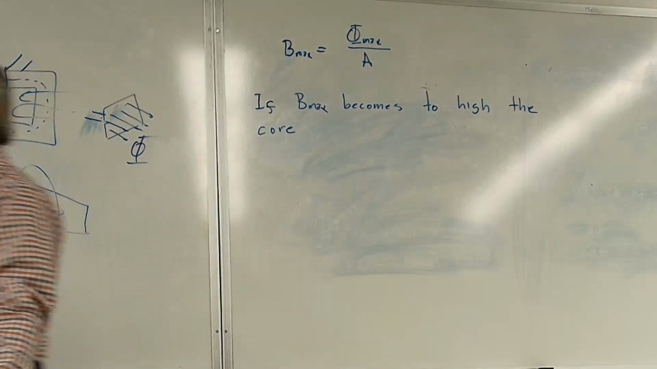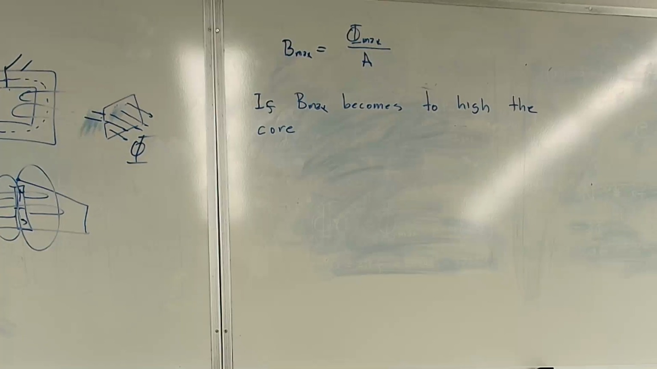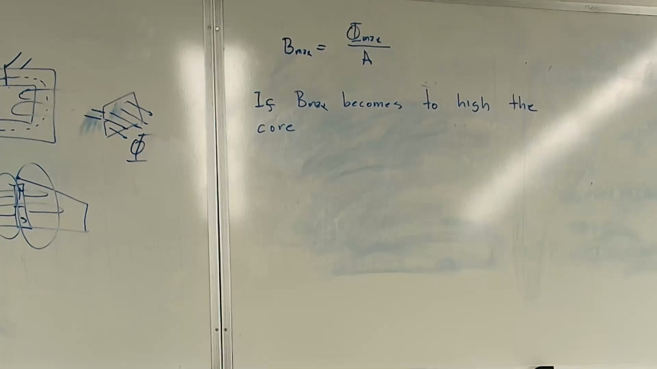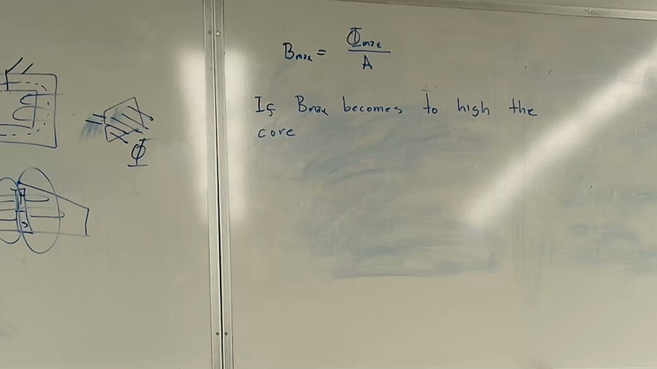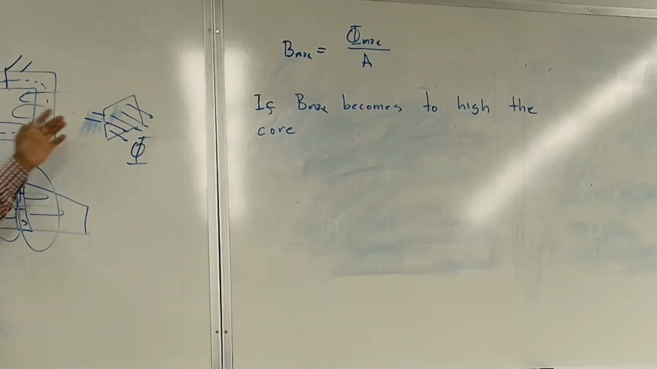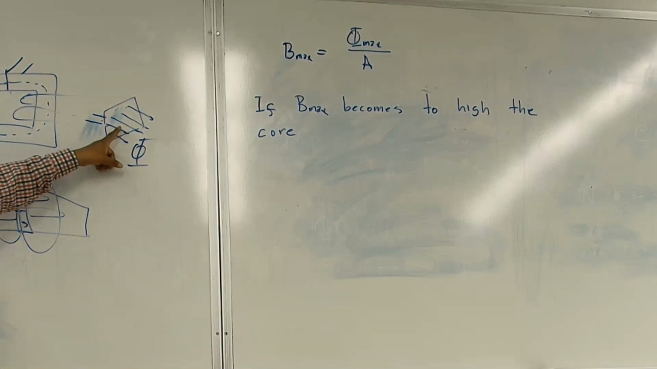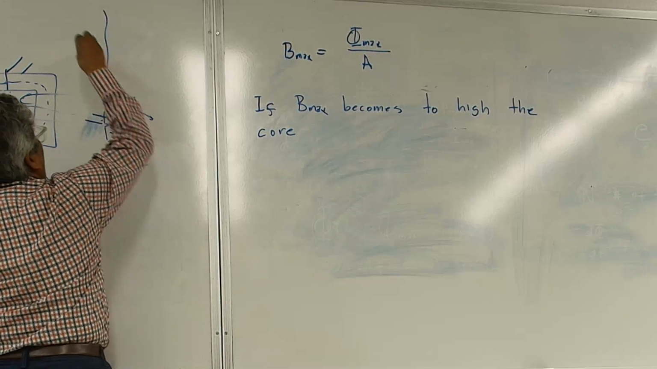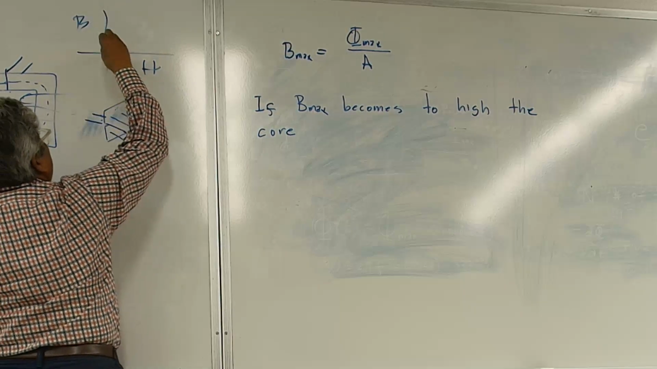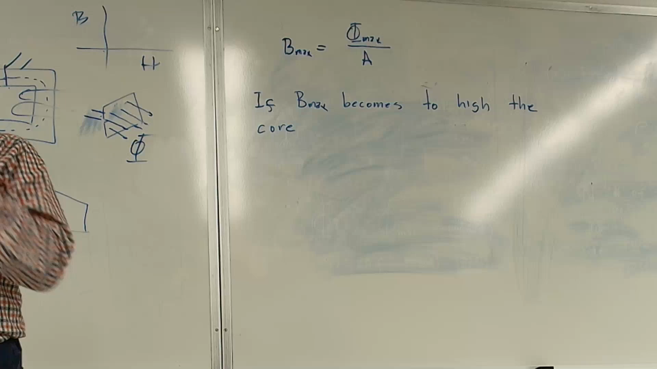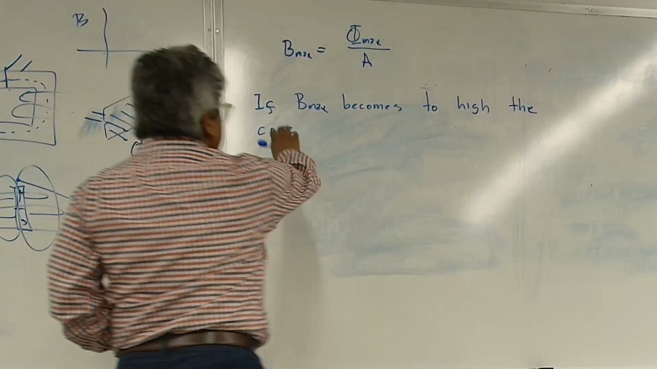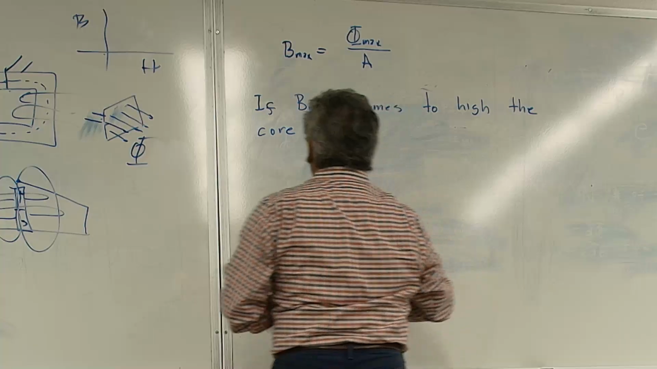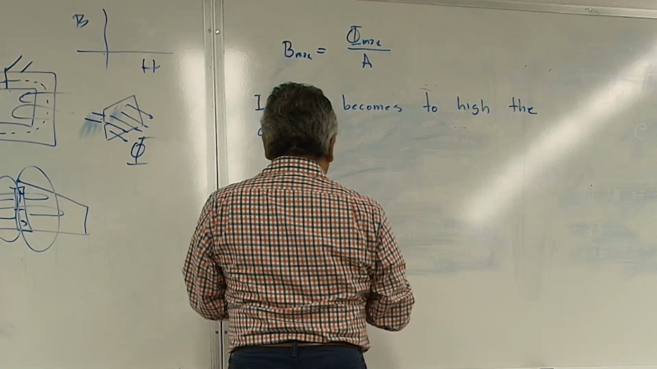It's up. I'm sorry? No, there's one more. Remember when I was saying, if I increase the number of lines, I'm increasing the flux density. What happens is you get saturated. Remember that? Remember we were talking about this curve, H and B? The material cannot handle more. It is saturated. So if B max becomes too high, the core may saturate.